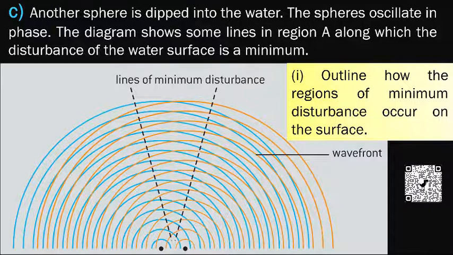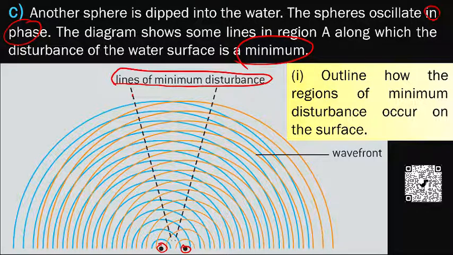Another sphere is dipped into the water. The spheres oscillate in phase. So I have 2 wave sources oscillating in phase. The diagram shows some lines in region A along which the disturbance of the water surface is minimum. They are lines of minimum disturbance. Minimum disturbance means destructive interference.